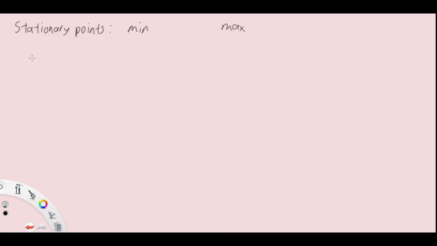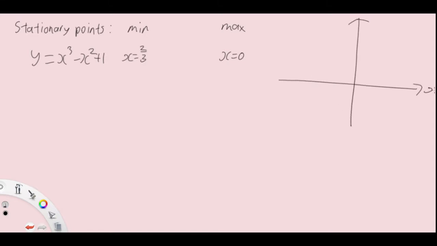If we remember the previous example, we have y equals x cubed minus x squared plus 1. And we found out that there are two stationary points, one at x equals 2/3 and another at x equals 0. And if you sketch the graph, you notice something. At x equals 0, y equals 1, so this is my maximum point. So I'm going to start drawing the graph here.